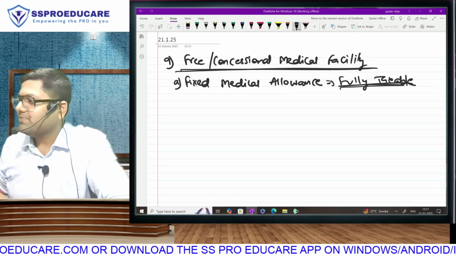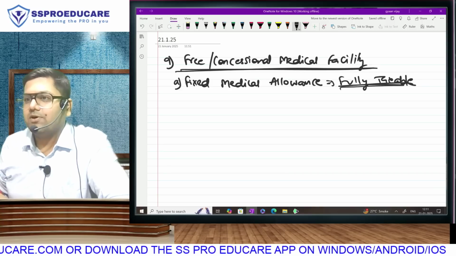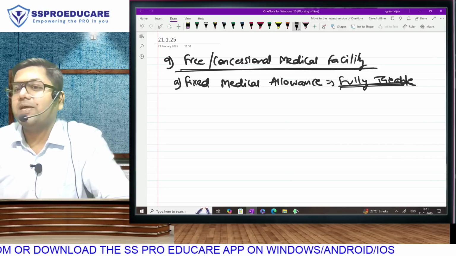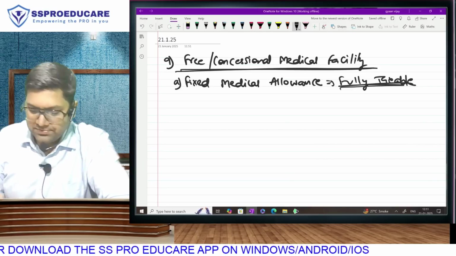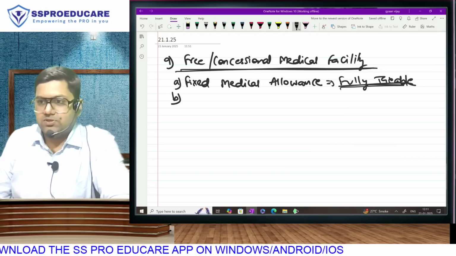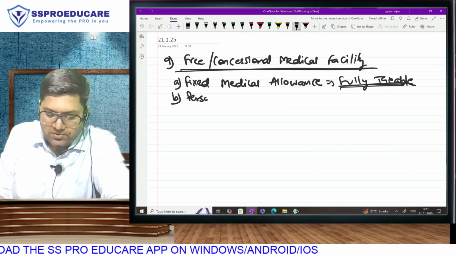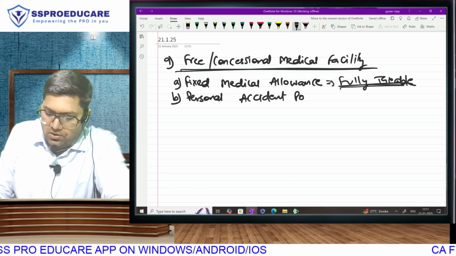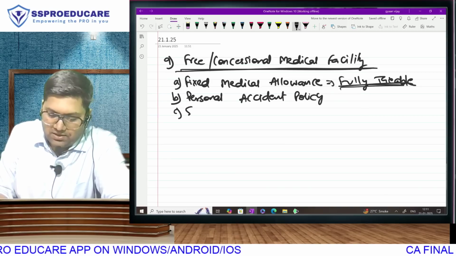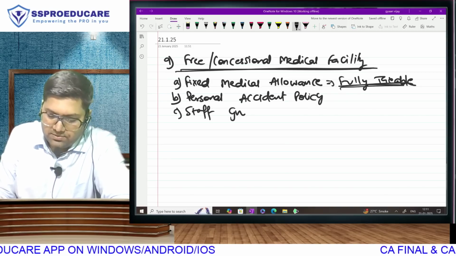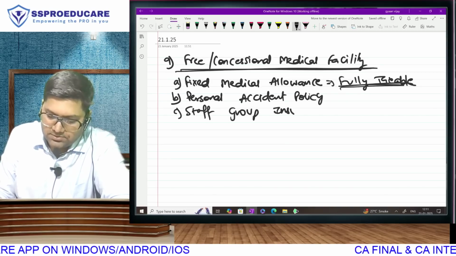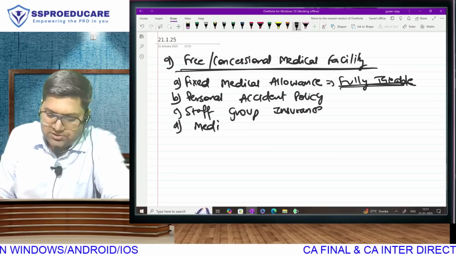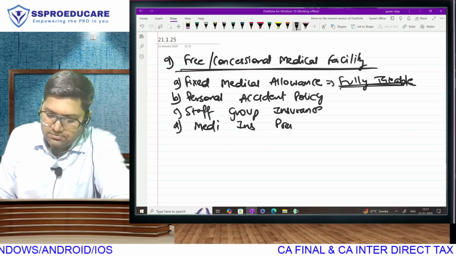Alright, ladies and gentlemen, fixed medical allowance. Understood why fully taxable? Because you are getting this money irrespective of whether you are incurring any expense or not. Expense-based reimbursement will earn the tax benefits. Apart from that, your employer can sponsor for you something called a personal accident policy. Your employer can acquire something called staff group insurance. Your employer can pay something called medical insurance premium of employee.